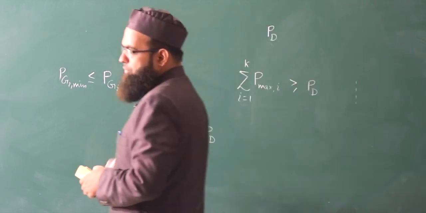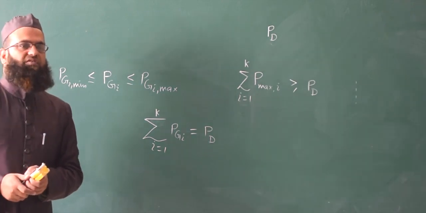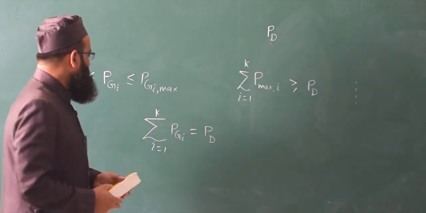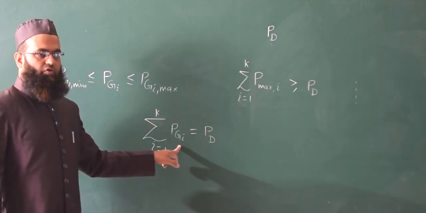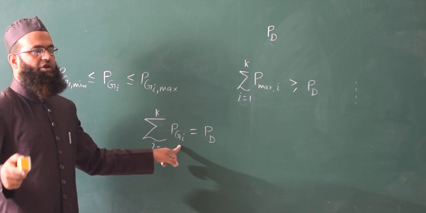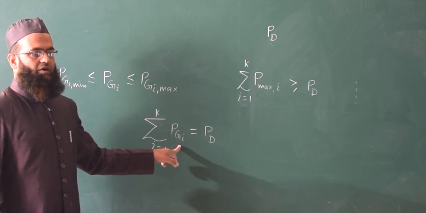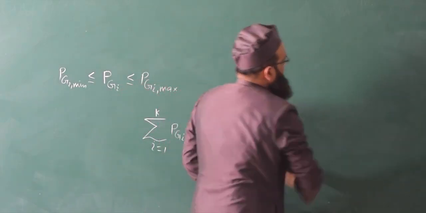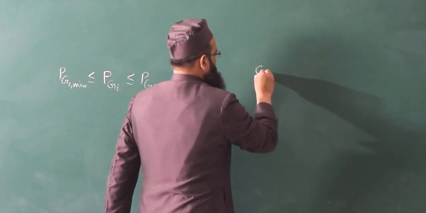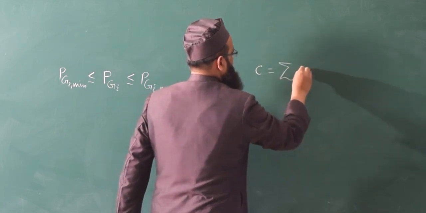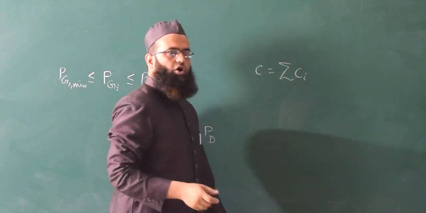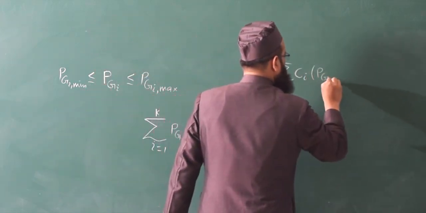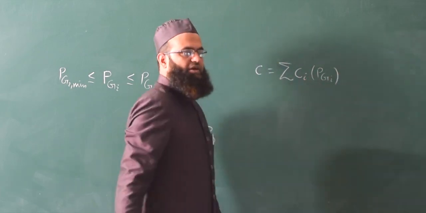And for economic operation, our objective will be to minimize the cost. But cost depends on PGI. Equation 1, just see it. Cost depends on PGI. So we can define an objective function, C equal to summation of Ci. Ci is cost of ith unit, or you can write it is a function of PGI, say equation 1.